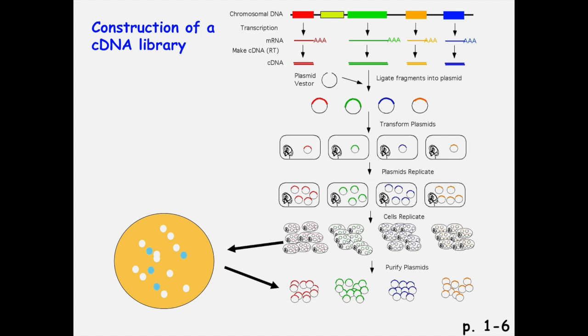And how do we construct this library? Basically, it's placed into plasmids. The plasmids then replicate in bacteria, and the bacteria are plated out on a petri dish that contains X-Gal and ampicillin. This is done by Rutgers University.